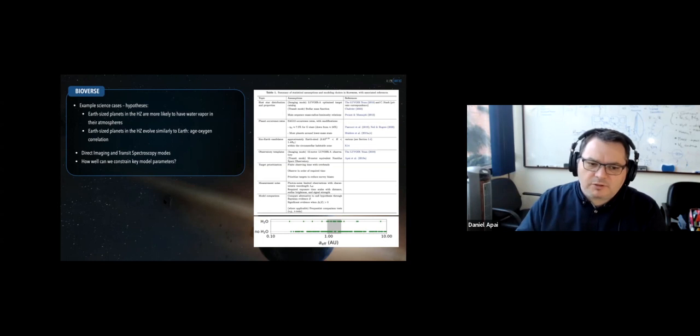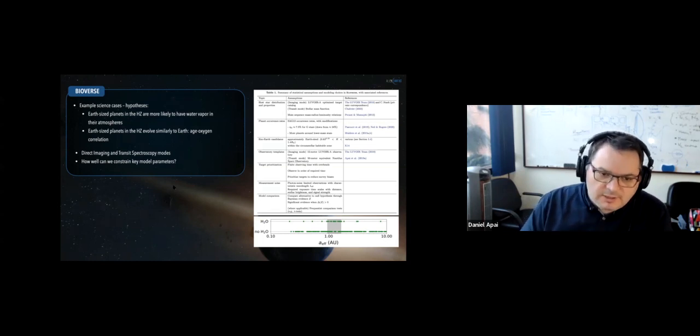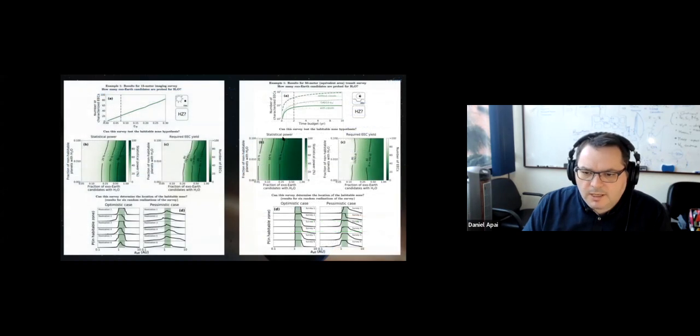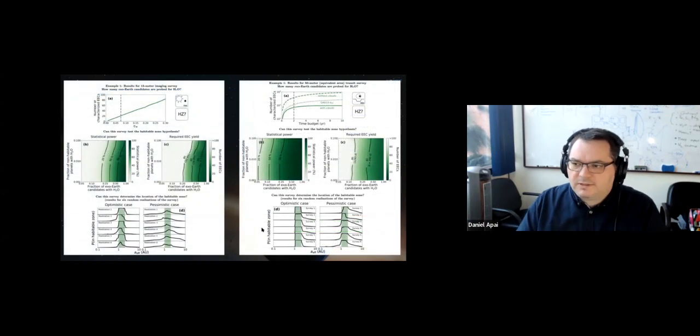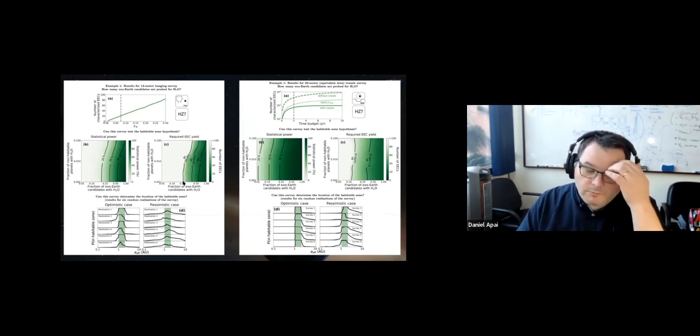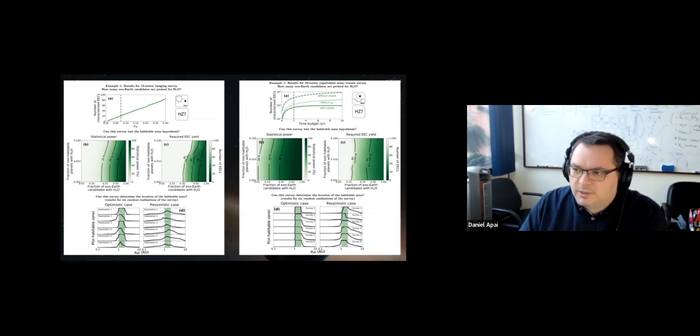Bioverse has both transit spectroscopy and direct imaging modes. Bioverse produces this nice set of figures where you can basically assess the diagnostic power of your mission, simulate outputs, and then figure out the probability, the likelihood that you actually can test your hypothesis as a function of, for example, Earth's occurrence, life's occurrence rate, etc.